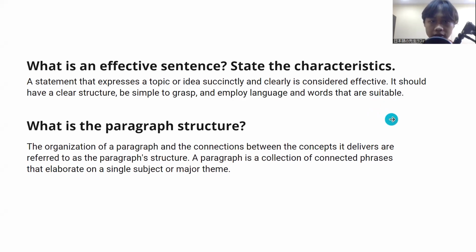And the next is, what is the paragraph structure? The organization of a paragraph and the connection between the concepts it delivers are referred to as the paragraph structure. A paragraph is a collection of connected phrases that elaborate on a single subject or major theme.